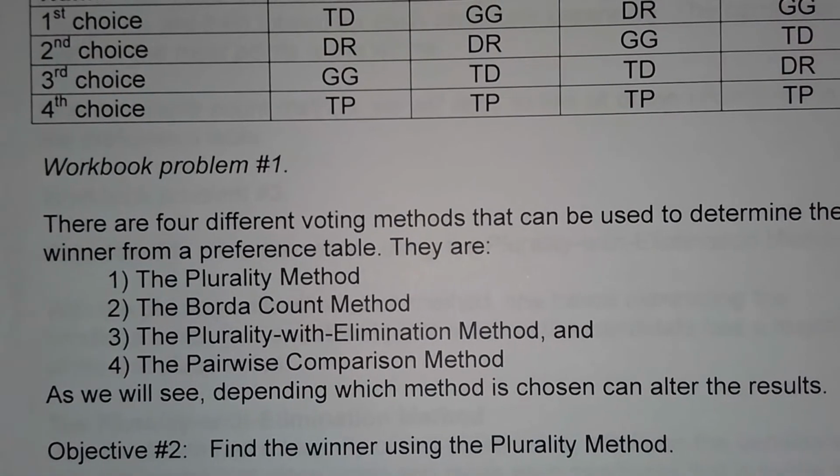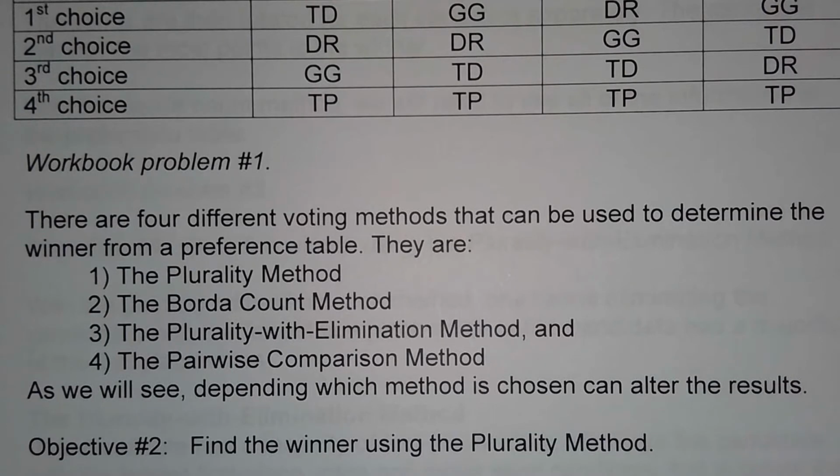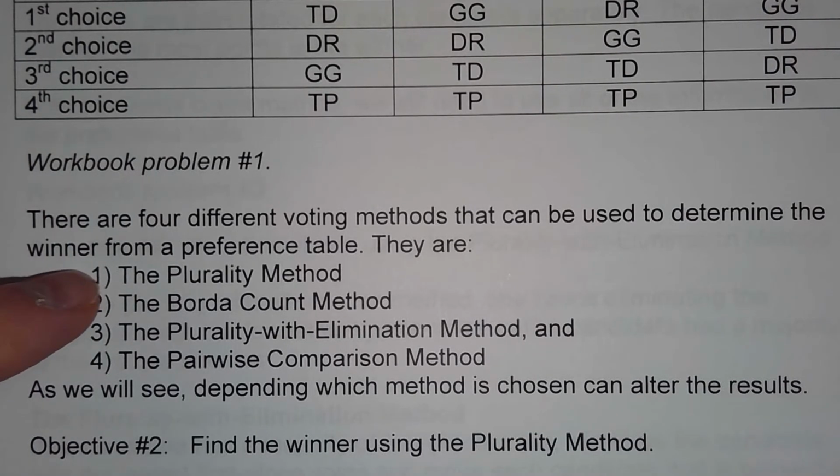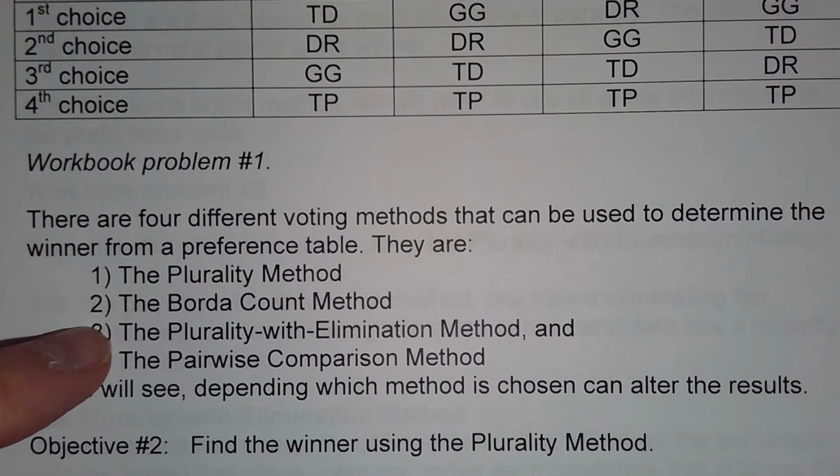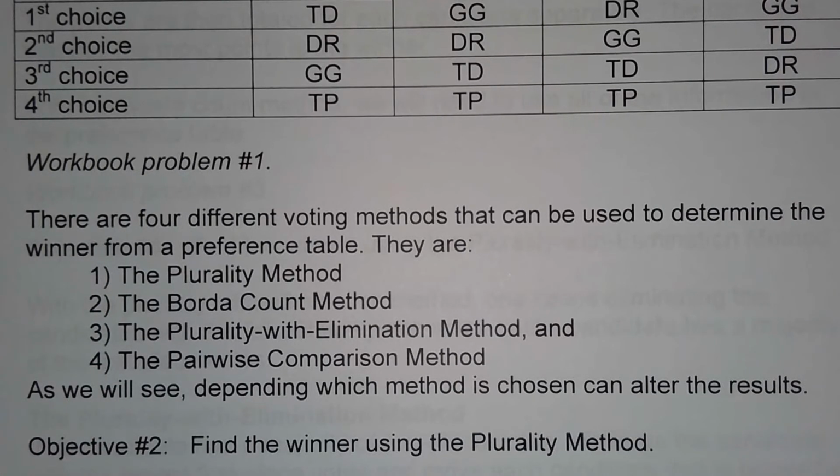There are 4 different voting methods that can be used to determine the winner from a preference table. They are the plurality method, the Borda Count method, the plurality with elimination method, and the pairwise comparison method. And as we will see, depending on which method is chosen can alter the results.